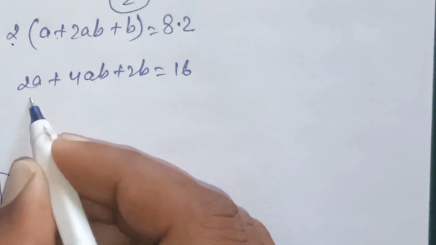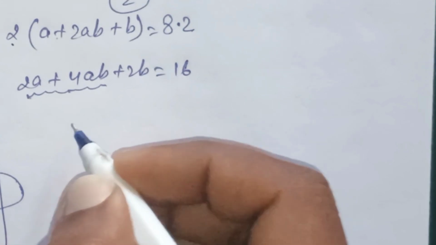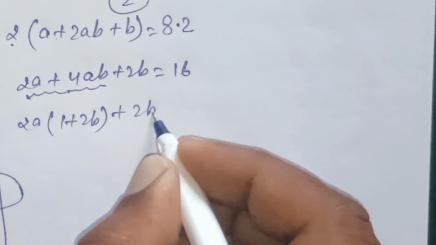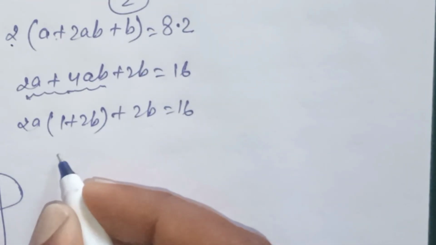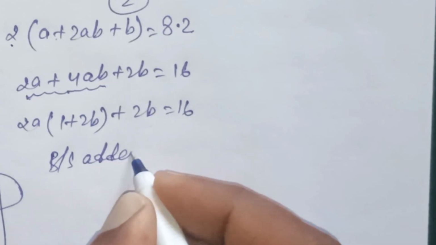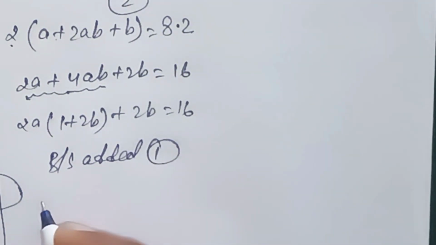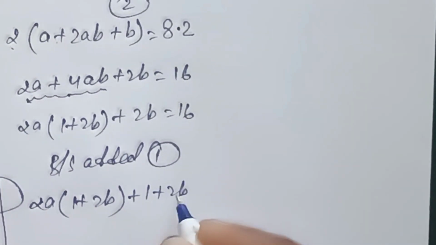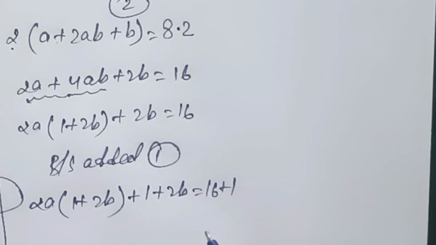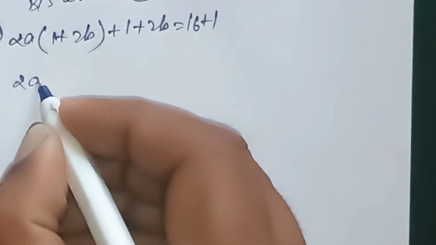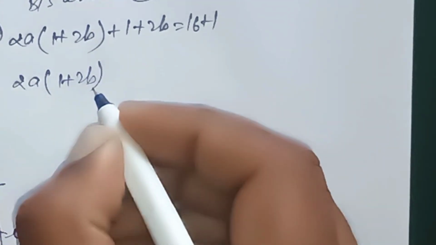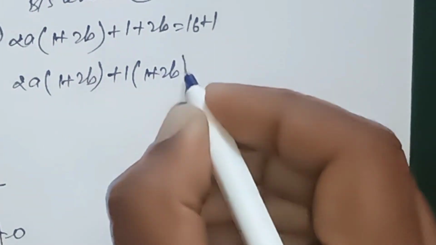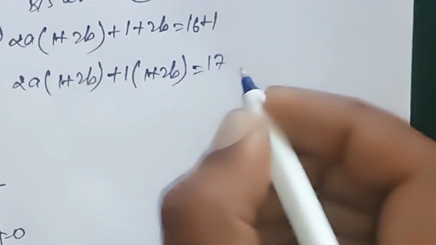After that, see here, 2a plus 4ab, take common 2a. Bracket open, left 1 plus 2b bracket close, plus 2b is equal to 16. After that, both sides add 1. See here, 2a into 1 plus 2b bracket close plus 1 plus 2b is equal to 16 plus 1. After 2 into a bracket open 1 plus 2b bracket close, here plus 1, take common, left 1 plus 2b bracket close is equal to 16 plus 1, that is 17.